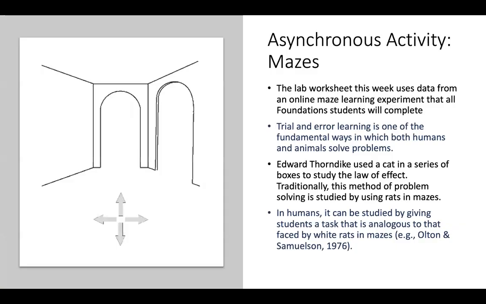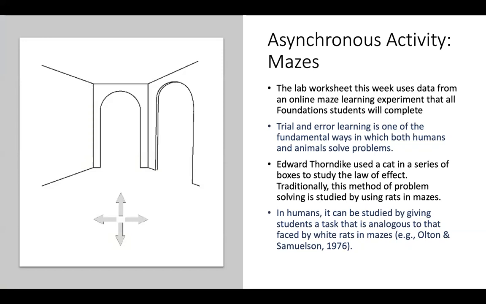Moving on. So a little bit about the maze activity. It's an experiment that Edward Thorndike, who's a famous researcher, used to do with a cat in a series of boxes to study the law of effect. Usually this method of problem solving is studied by using rats in mazes. It's all about trial and error learning, which is a fundamental way in which humans and animals solve problems.